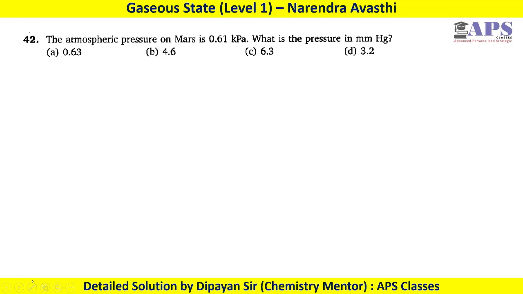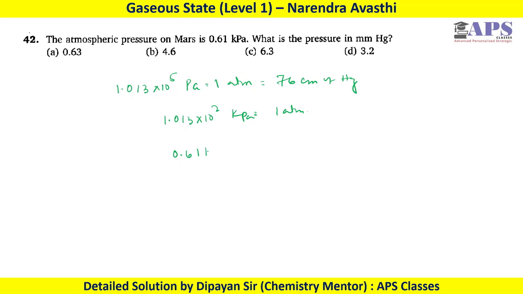In question number 42, the atmospheric pressure on Mars is 0.61 kilopascal. What is the pressure in millimeter of Hg? As we know, 1.013 × 10^5 pascal equals 1 atm equals 76 centimeter of Hg pressure. From this we can calculate that 1.013 × 10^2 kilopascal is basically 1 atm. So we have to calculate for 0.61 kilopascal.